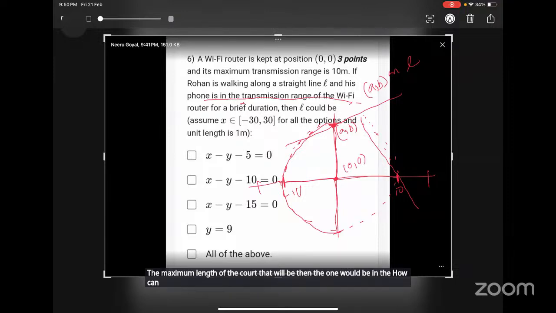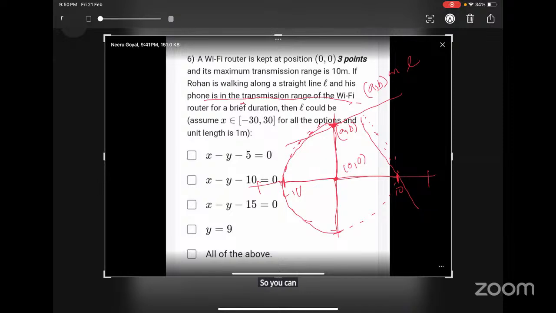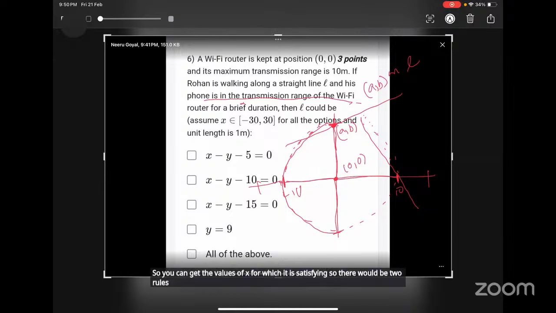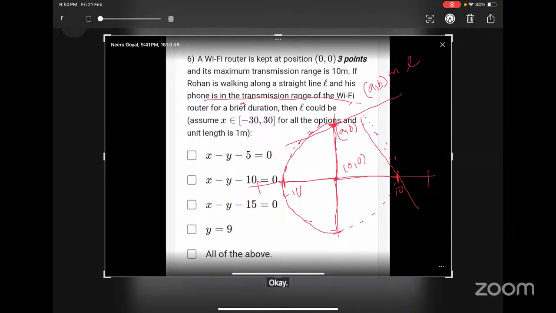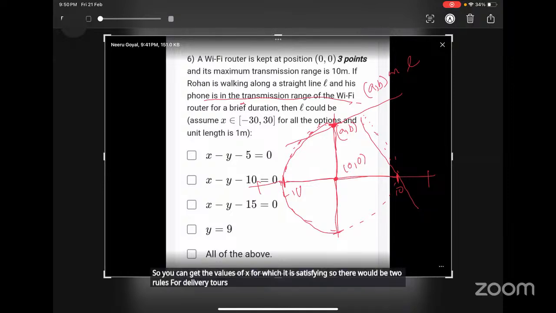So the x minus y minus 5 equal to 0 must satisfy the equation x square plus y square is equal to 10. So you can get the values of x for which it is satisfying. There would be two roots for x. So you can conclude where the coordinates of that point will be. If the chord length is more, that means Rohan will be working on that line for a brief time. You can say like that.